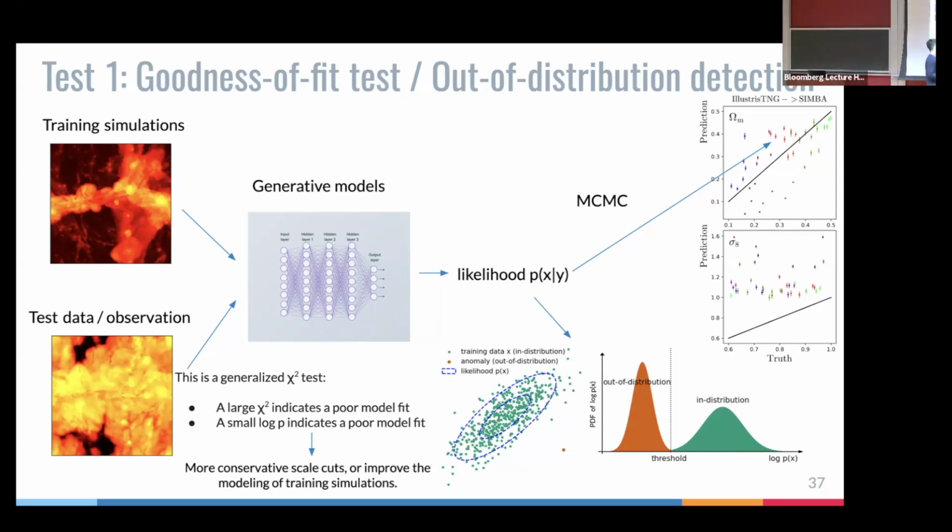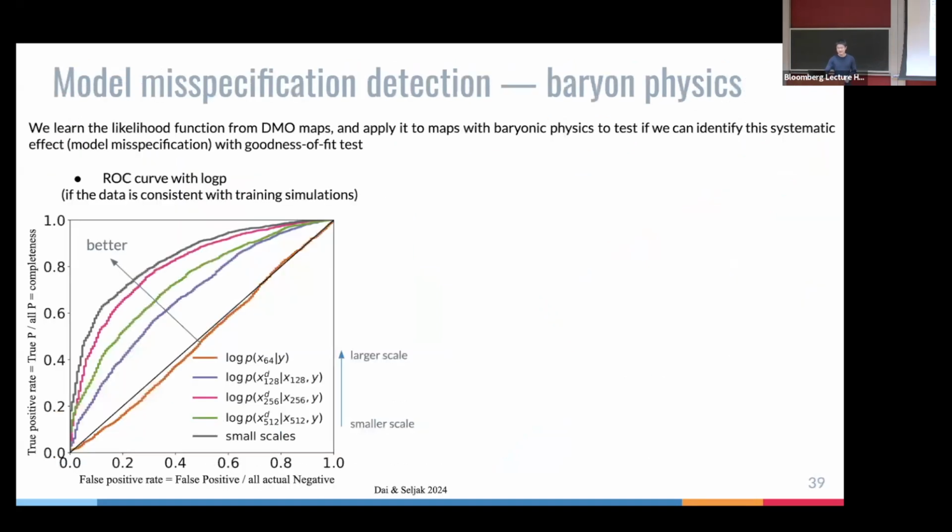And the chi-square is essentially the negative log likelihood, right? So here, if you have a small log likelihood, that also indicates a poor model fit. So this really allows us to do the goodness of fit test to improve the reliability.